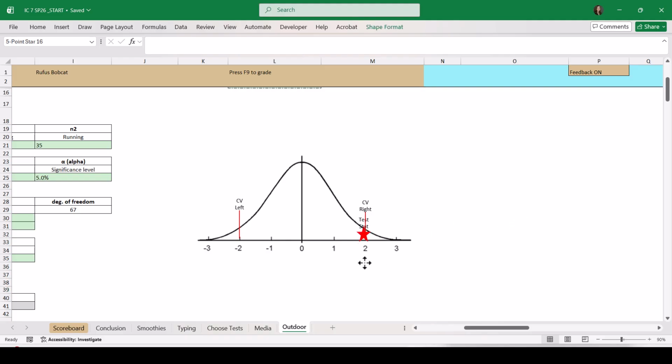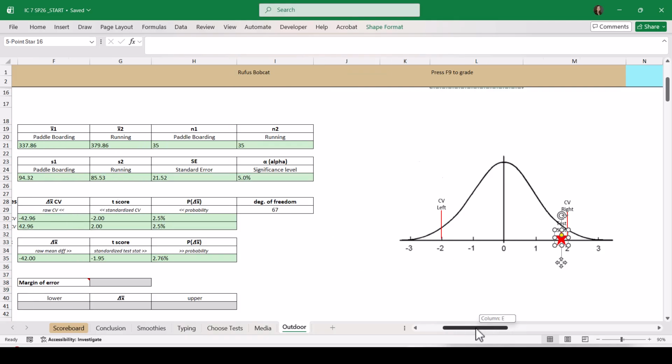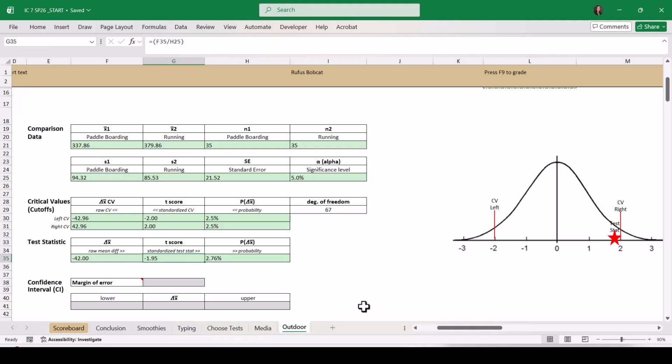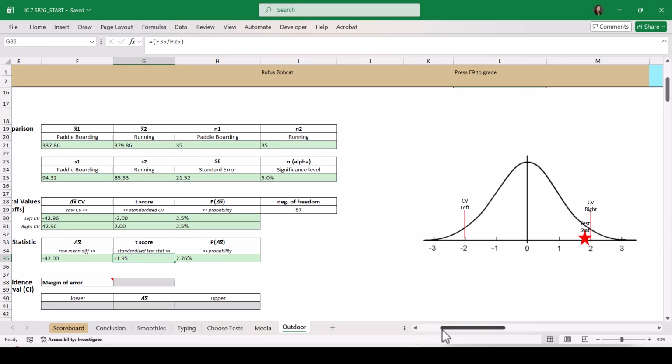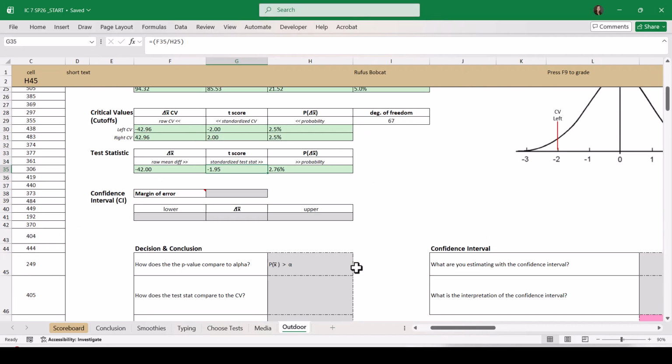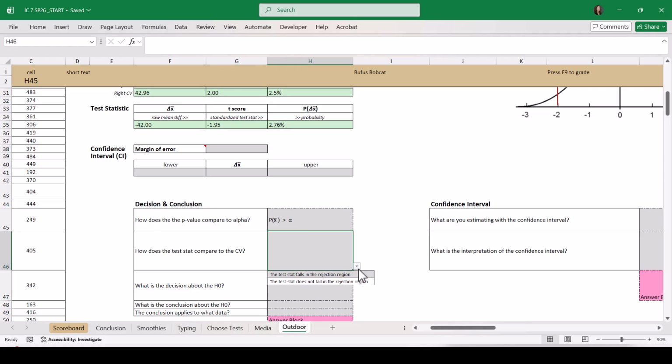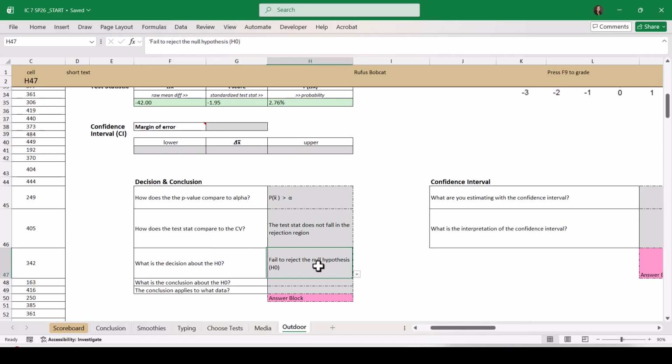My test statistic is this value right here, negative 1.95, and that is not in the rejection region. So I am going to fail to reject. My test statistic does not fall in the rejection region. Again, based on both the p-value approach and the critical value approach, I'm going to fail to reject the null hypothesis.